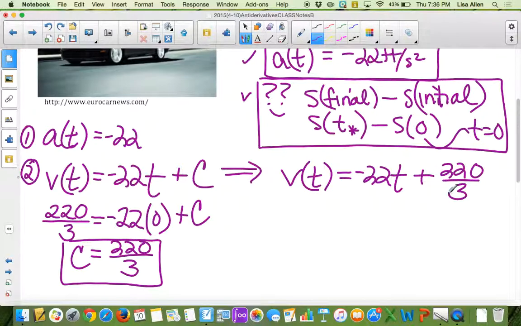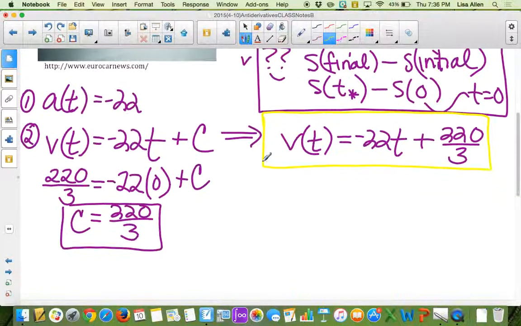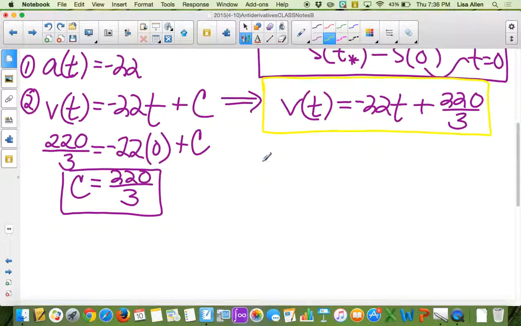Okay, let me pause for a minute. It's pretty cool. We have our velocity equation. I'll put that in yellow, our caution yellow. So I got my velocity equation.